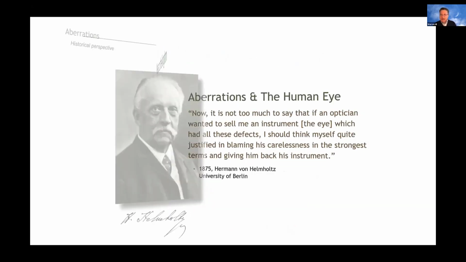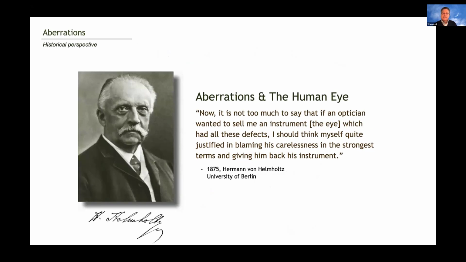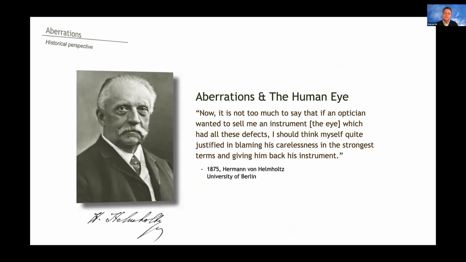Now, in 1875, Hermann Helmholtz said, you know, it's not too much to say that if an optician wanted to sell me an instrument like the eye, which had all of its defects, I should think myself quite justified in blaming his carelessness in the strongest terms and giving him back his instrument. Well, the human eye has a lot of things that are not quite perfect, and we need to work around these a little bit in order to get the best results.